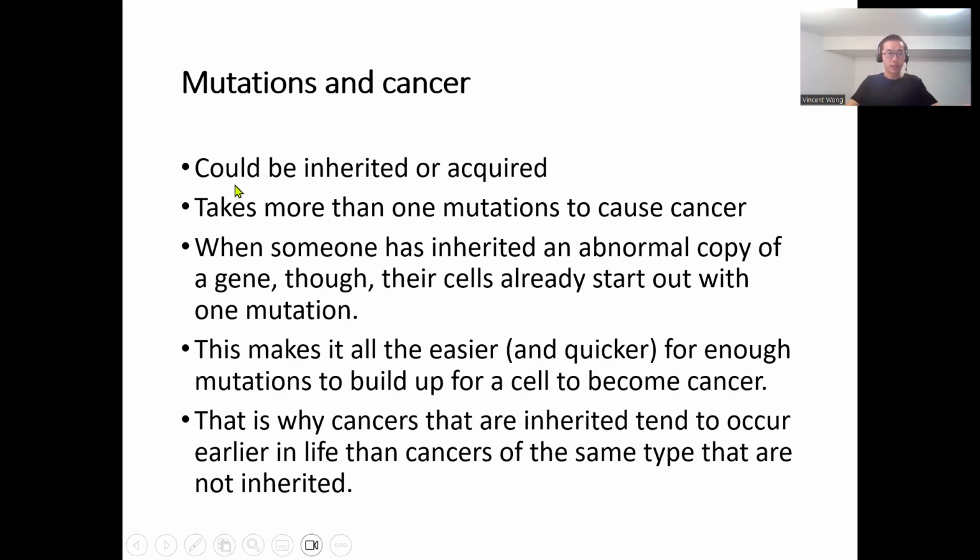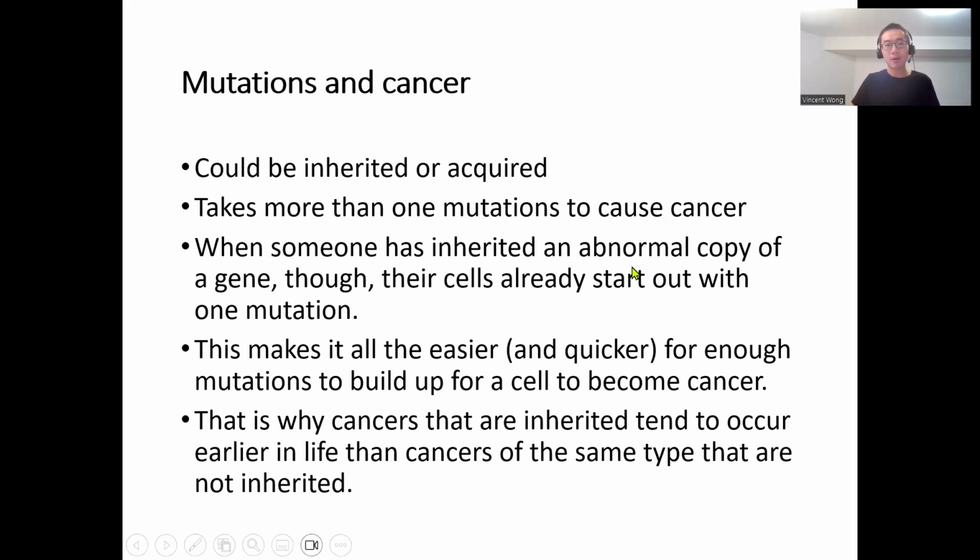Like I said, it could be inherited or acquired. Acquired means you get it throughout your life, due to exposure to mutagens. It takes more than one mutation to cause cancer. What I'm showing you is an oversimplification. There are many safeguards in the body that prevent cancer from happening. So it's not as simple as just having a busted green light and then cancer for sure. That's an oversimplification, but in essence, that's what it is.